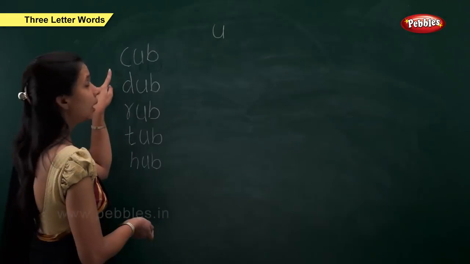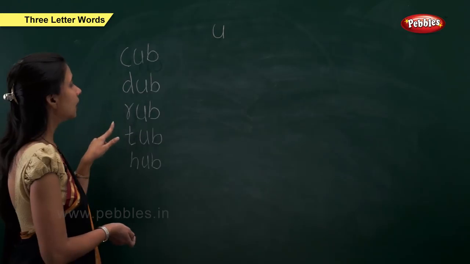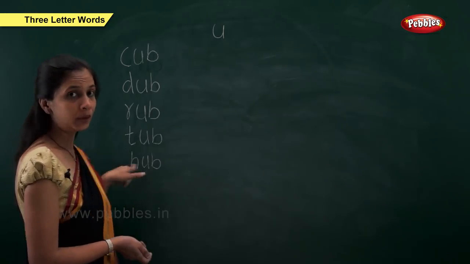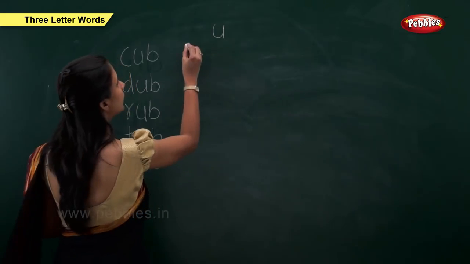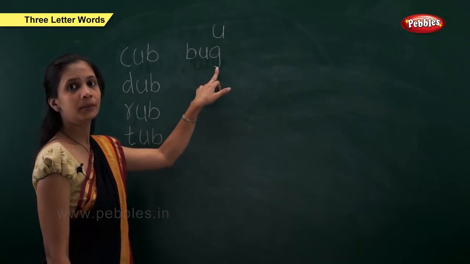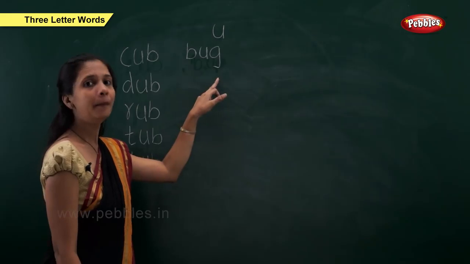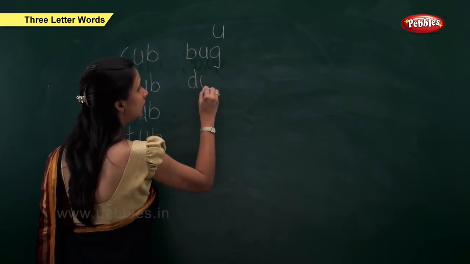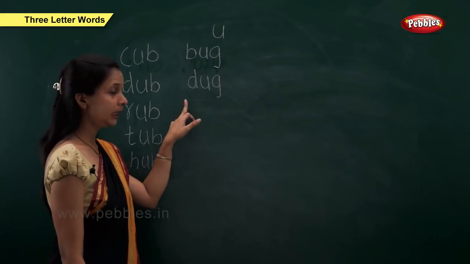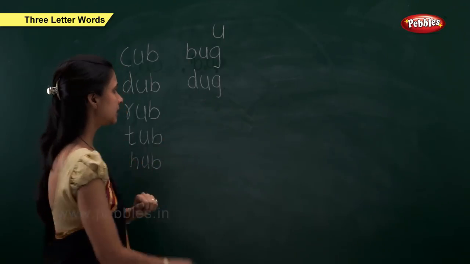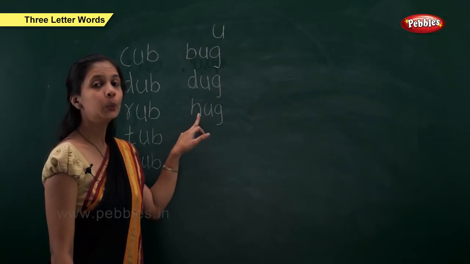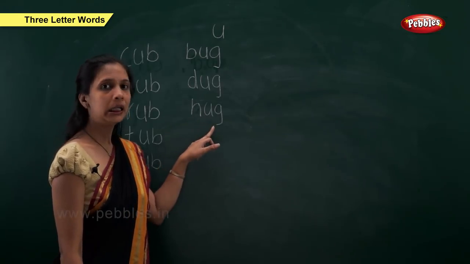Now we will repeat. C-U-B, cub. D-U-B, dub. R-U-B, rub. T-U-B, tub. And H-U-B, hub. Okay. Now we will take a few more words. B-U-G, bug. The next is D-U-G, dug. The next is H-U-G, hug.